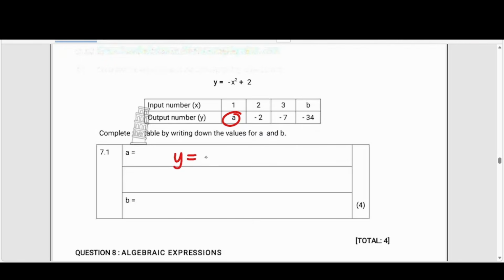Okay, so we're going to say y is equal to minus x squared plus 2. In this case, we know that x is 1. So y is equal to minus 1 squared plus 2. So 1 squared is just 1. So it's going to be minus 1 plus 2. So that is going to be positive 1.